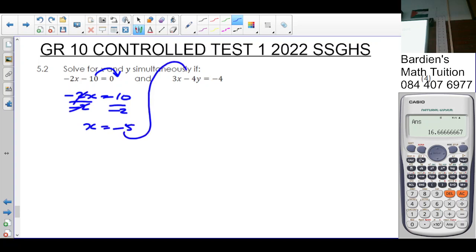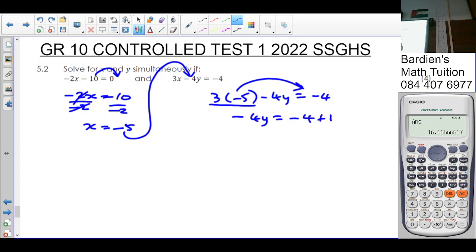So what we do with that is we substitute into the second equation. So we got 3 times negative 5 minus 4y equals negative 4. That's negative 15. So negative 4y is equal to negative 4 plus 15, which is 11. To get the y on its own, I divide by negative 4 both sides. So y is equal to negative 11 over 4.